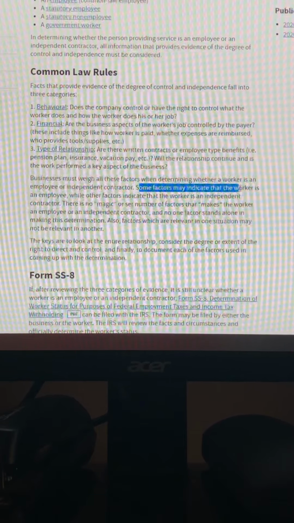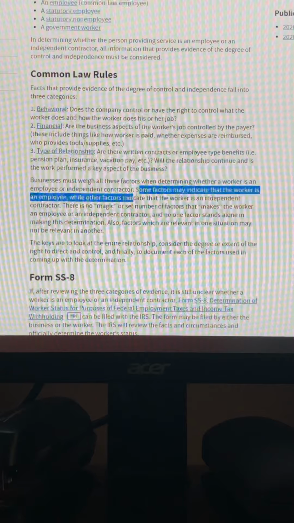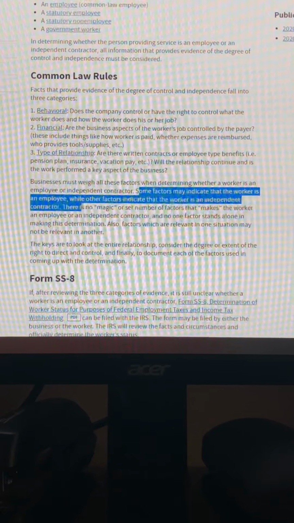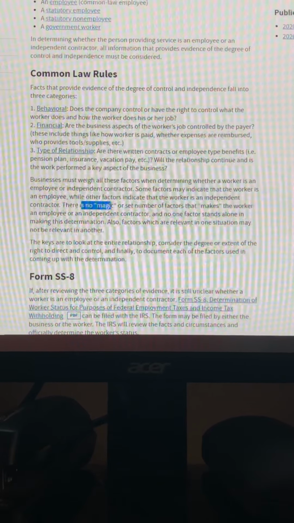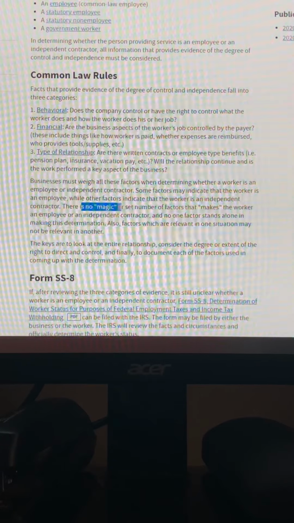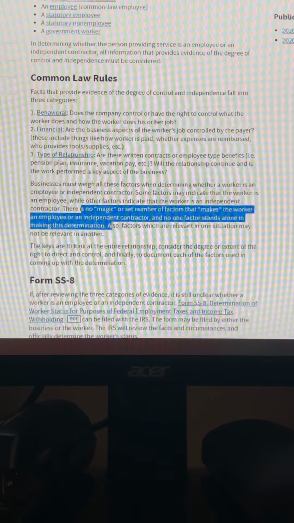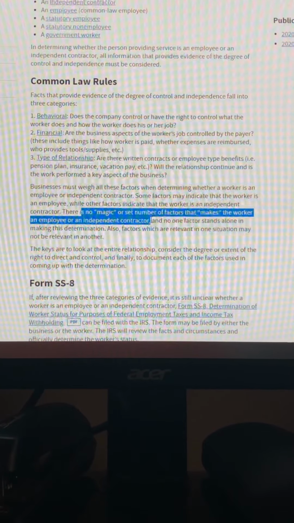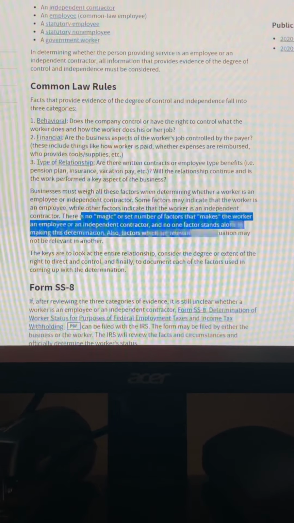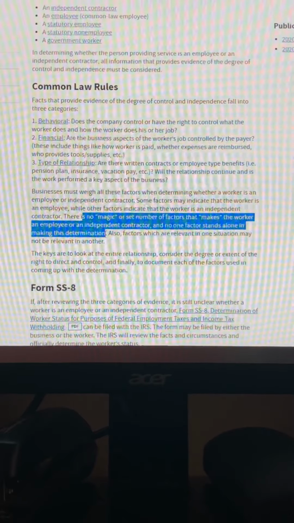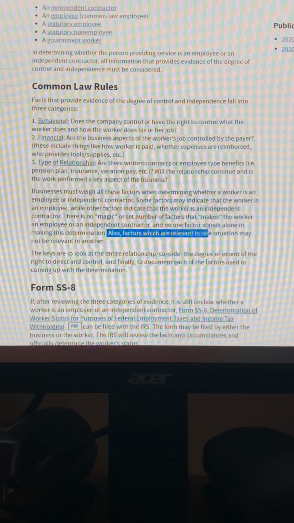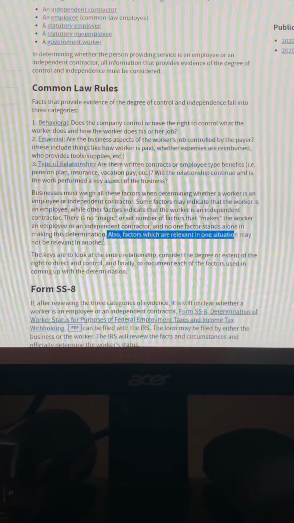Some factors may indicate that the worker is an employee, while other factors indicate that the worker is an independent contractor. There is no magic or set number of factors that makes the worker an employee or an independent contractor, and no one factor stands alone in making this determination. Also, factors which are relevant in one situation may not be relevant in another.